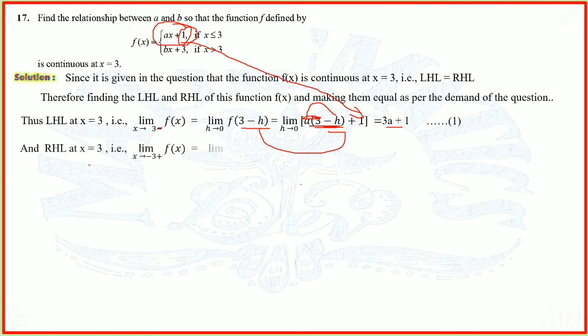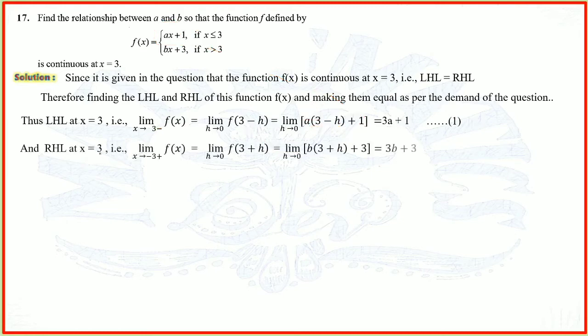Similarly, the right hand limit at x equal to 3, that is limit x tends to 3 plus h of f of x equals limit h tends to 0 of f of 3 plus h. Now instead of 3 minus h we will put 3 plus h, but the function also will be different. This time, since x is greater than 3, the value of the function will be bx plus 3.